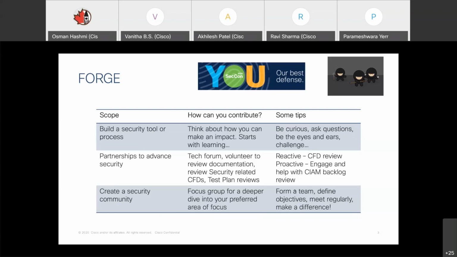And the third one is creating a security community. I think this is all part and parcel, and it builds onto the first two bullets. What you're really doing is creating that focus group, and within that focus group, you're advancing the learning across the board for everyone. You're increasing your focus, forming that team, defining your objectives, meeting regularly, and making a difference. Every time you meet, that 1 hour of meeting where you actually review some of these things gives you a credit for creating a security community under the Forge pillar. So again, as you can see, it becomes really easy to accumulate these credits.